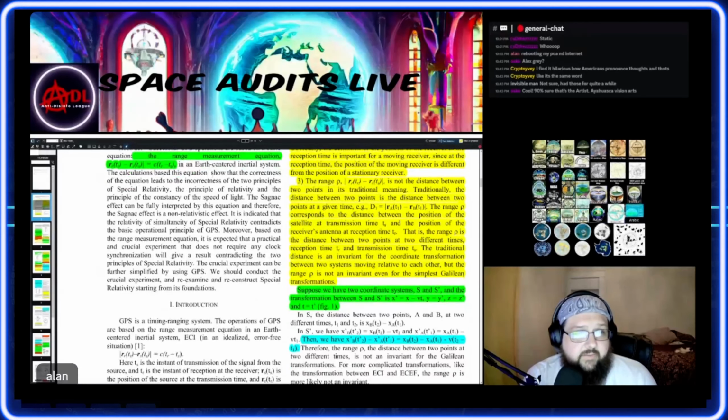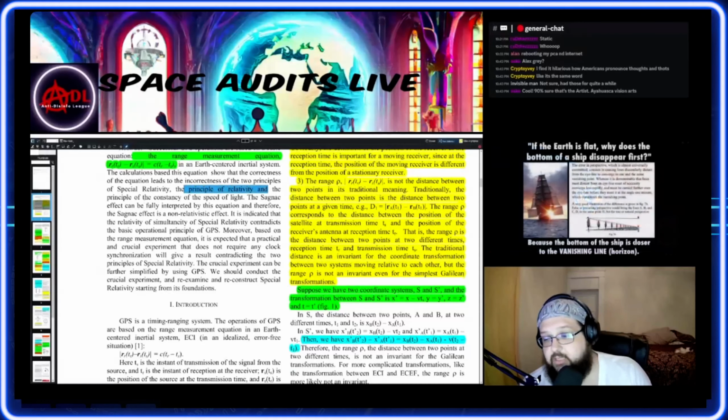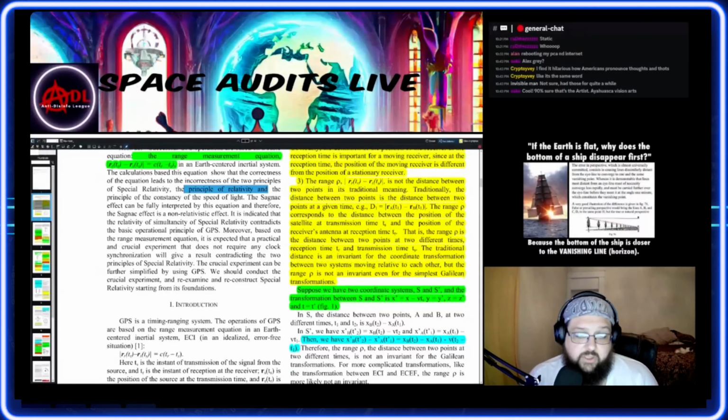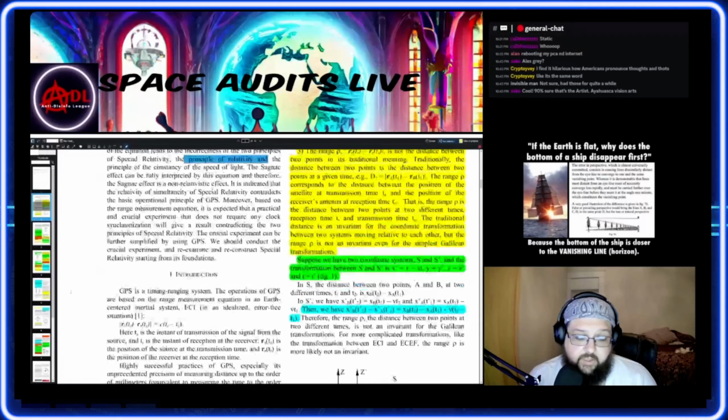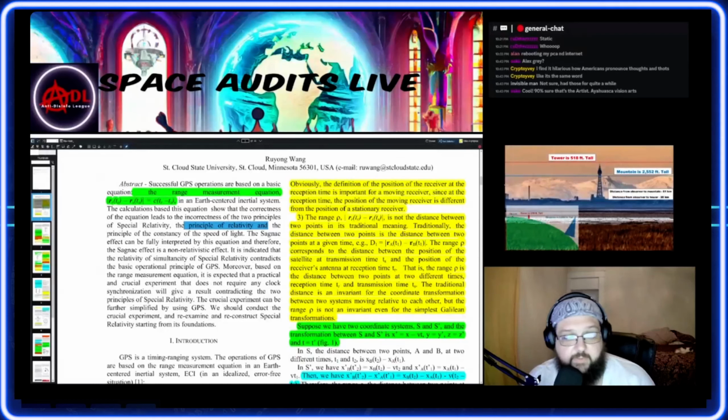The calculations based on this equation show the correctness of the equation leads to the incorrectness of the two principles of special relativity, the principle of relativity and the principle of the constancy of the speed of light. And what he means by the first one is relativity's first postulate, that is, all inertial frames are equally valid, which will be shown to not be true with the issue with global simultaneity and relativity of simultaneity, where multiple events are happening in the same frame, which GPS is entirely dependent on, which is a violation of special relativity. So like violations all around, really, if you think about it.